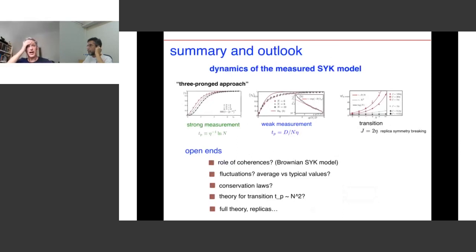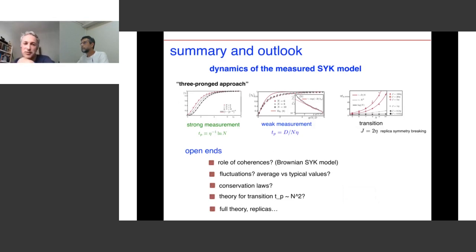Okay, so with this, we come to the summary and outlook. I reported on our attempts to understand the dynamics of the measured SYK model. In the beginning, we actually thought that we could understand everything from this replicated effective Hamiltonian, and it was a bit of a hard lesson for us that the problem is more complicated than we thought. So we had to resort to this, let's call it, 3-pronged approach to address the different regimes. But I think we have understood interesting things.